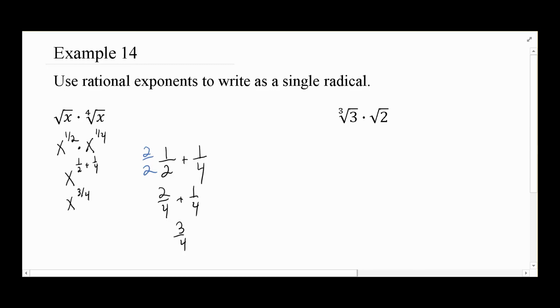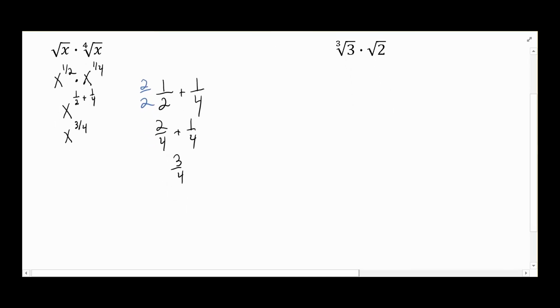But again, my directions here were to write as a single radical. So my final answer should be a radical. So I'm going to take this x to the 3/4 and say, hey, this power of 3/4, 3 is the power I'm raising to, 4 is the index. So I have an index of 4, a power of 3. And that's the answer that I'm looking for.